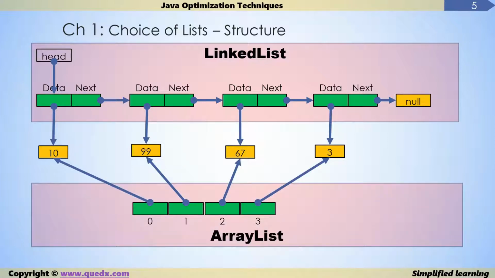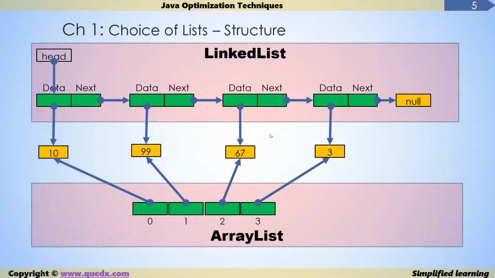In case of array list, the memory allocation that happens is contiguous. So you can see here we have allocated 4 elements, 0, 1, 2, 3. These are the offsets. You can see the 0th element is pointing to integer object 10. First is pointing to integer object 99, and so on. These are offsets or indexes.